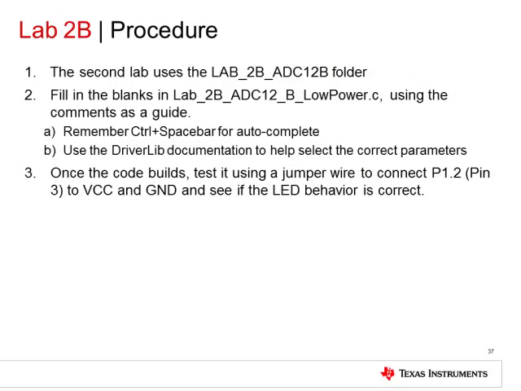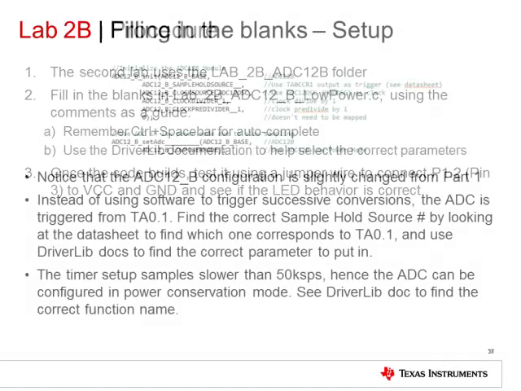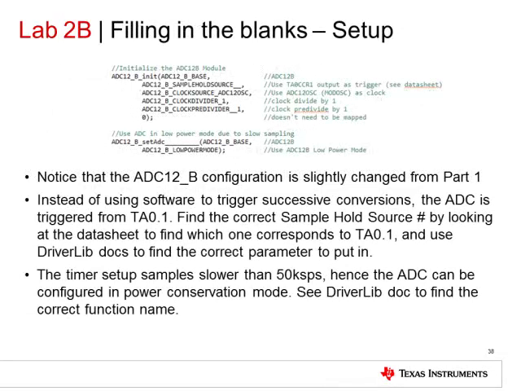The second lab uses the lab folder 2B. Open the source code lab 2B ADC12 lowpower.c and fill in the blanks as before. There are a few changes in the configuration settings. The init function now uses successive conversions triggered by timer A0.1. The ADC is also set to sample at a slower speed to help conserve power.